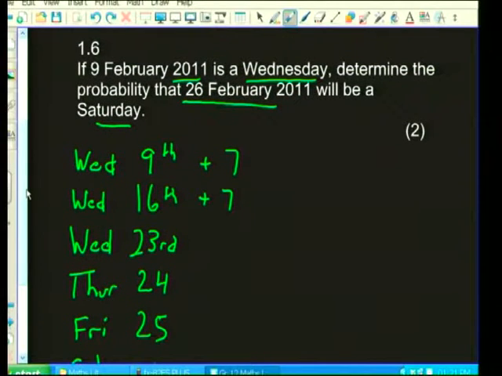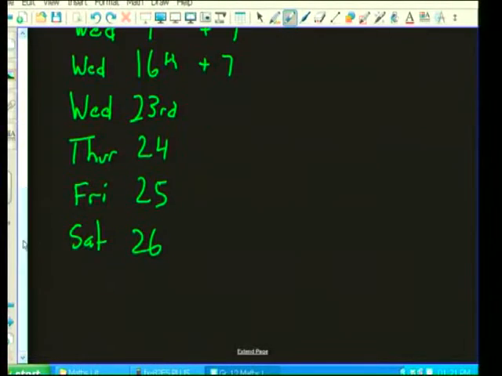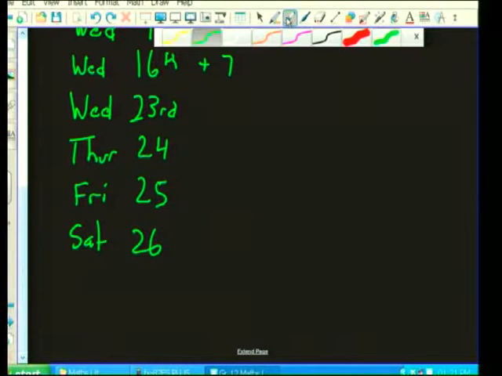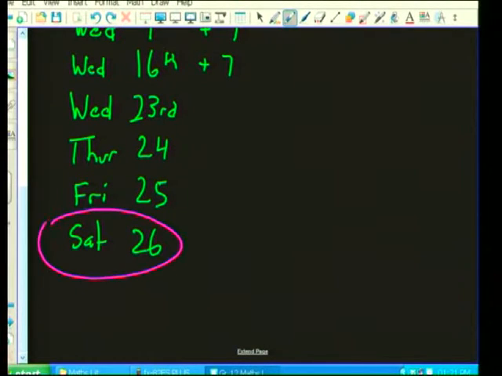Now, what did our question say? What is the probability that the 26th will be a Saturday? Now, we know from our calculations that absolutely, the 26th is a Saturday. So what does that give us? It gives us 100% that it is the right day. So just make sure that you show the calculations. We don't have to show this probability as a number out of something, because it is absolutely perfect. We've shown that without a doubt it is going to be the 26th.